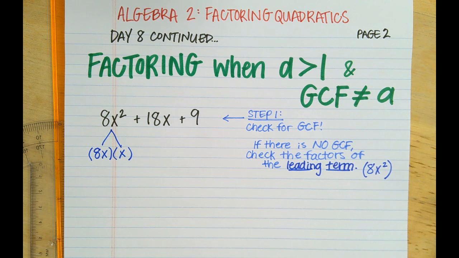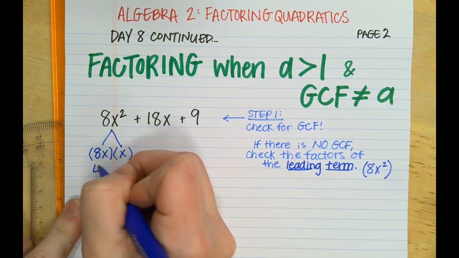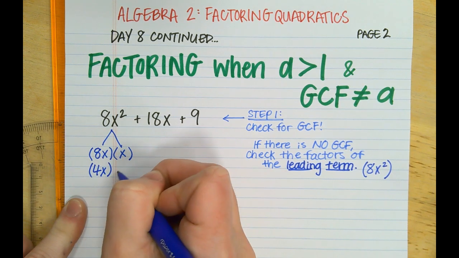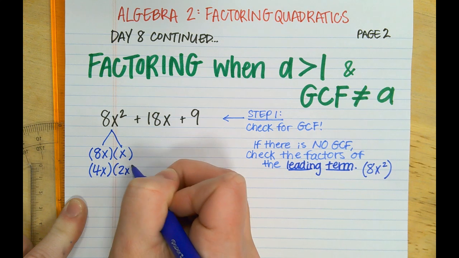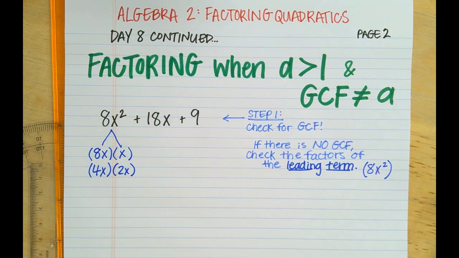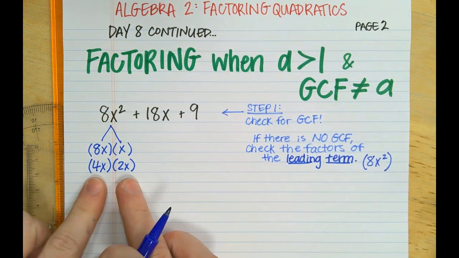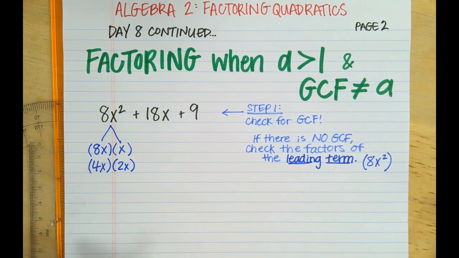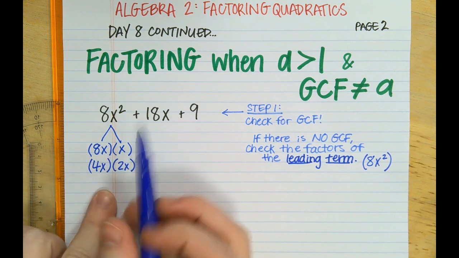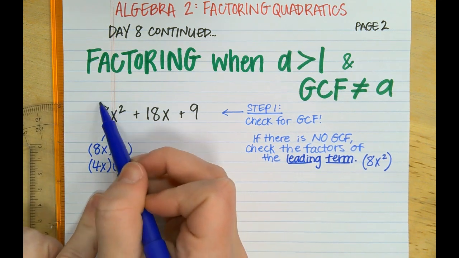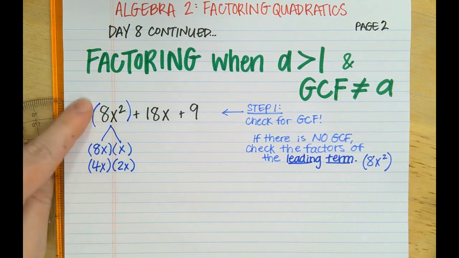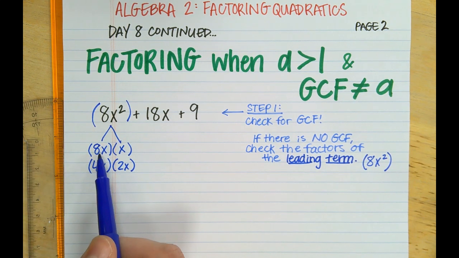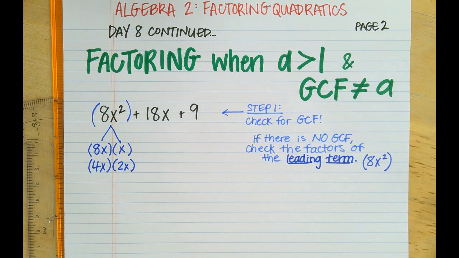What other factors could we have? Yeah, 4x and 2x. So all I'm doing is breaking down for you guys where those numbers at the beginning of our factored answers are coming from. We're just looking for the factors of the first term, the leading term. And these are going to be our options for the beginning of the parentheses in our factored answer.